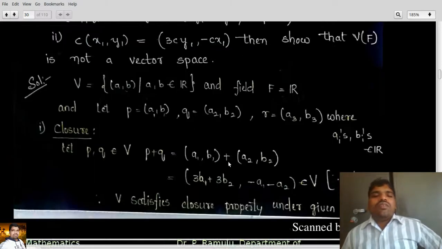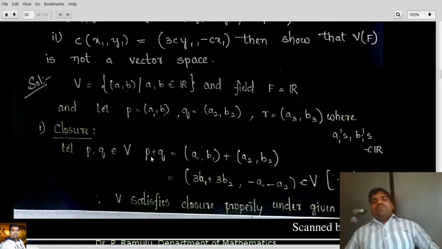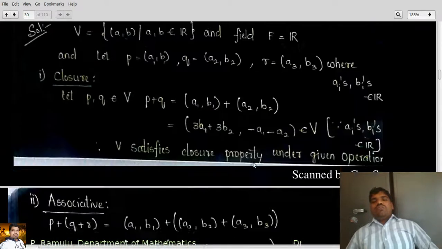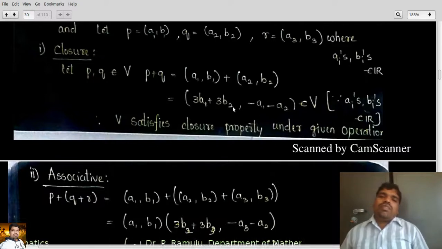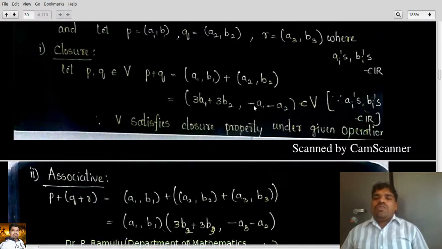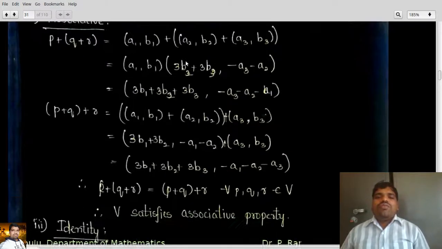Before showing that, I need to verify some properties. First of all, I want to verify closure: P, Q belong to V. This is easy to satisfy. Simply, P plus Q equals (a1, b1) plus (a2, b2). According to the definition, this is (3b1 plus 3b2, minus a1 minus a2). Therefore, we satisfy the closure property of a vector space. Associativity: P plus Q plus R can easily be understood using the definition, so it is easily satisfied.